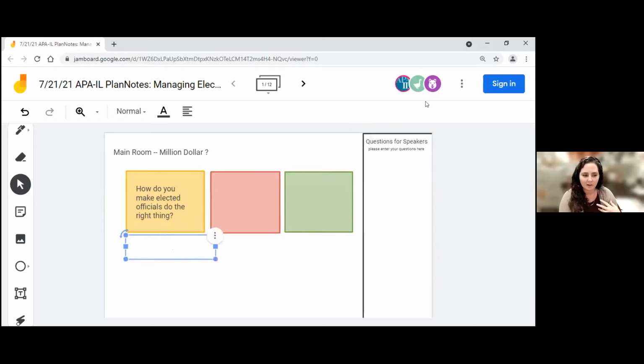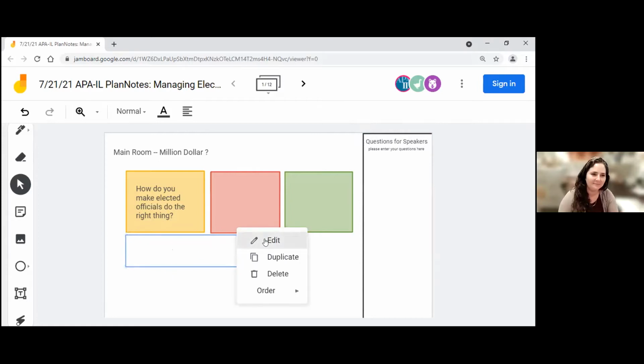So we're just going to start off before we go into our breakout rooms with a one question Jamboard demonstration with our speakers to show you how it works. So I'm going to turn it over to Rob and Kim, and Gabby will be taking notes on the Jamboard. And so our $1 million question is, how do you make elected officials do the right thing? And I'll turn it over to Rob and Kim.